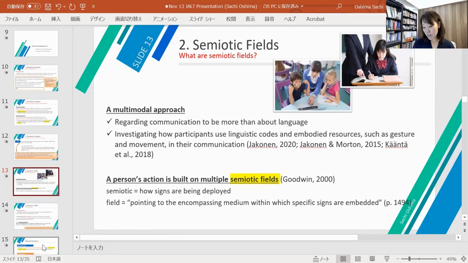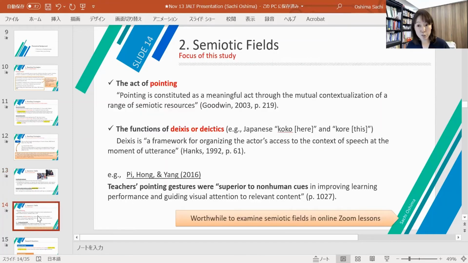Goodwin suggested that a person's action is built on multiple semiotic fields. For example, the act of pointing, which is one of the frequently used body movements by teachers. Goodwin explained that pointing is constituted as a meaningful act through the mutual contextualization of a range of semiotic resources. For another example, Hanks focused on the function of deixis or deictic words, such as Japanese koko or kore.